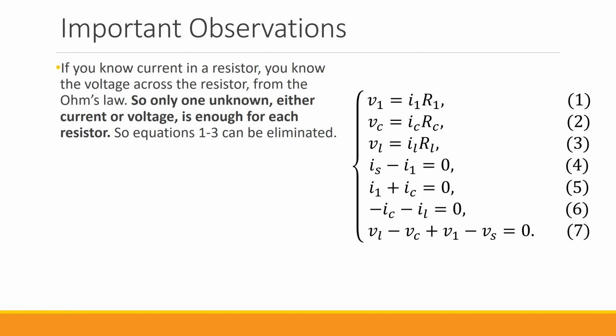So if you know its current, and since you know the value for the resistor, you can easily find the value for the voltage. Or the other way around too. If you know the value for the resistor and you find the value for the voltage, just by doing voltage divided by resistor using Ohm's law, you can find the value for the current of that element. So only one unknown, either the current or voltage, is enough for each resistor. So equations 1 through 3 can be eliminated.